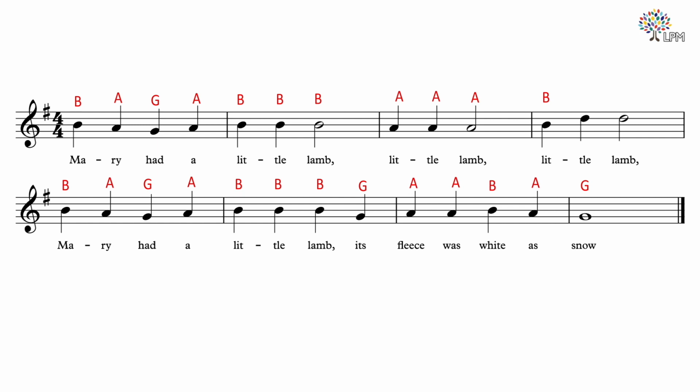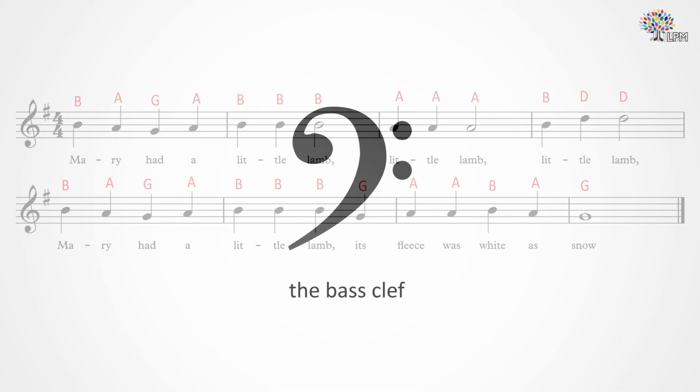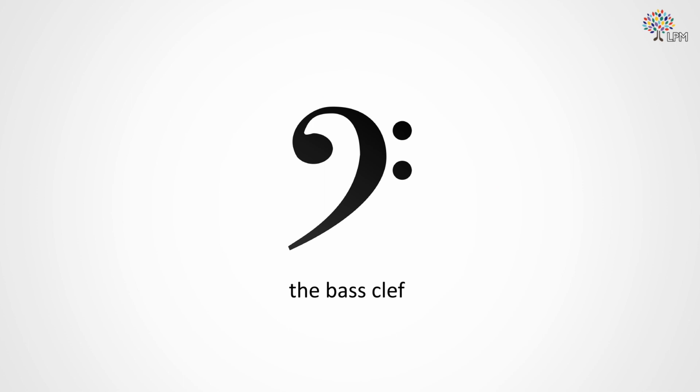Now, there's one note left for us to identify in this song. It's that higher note used at the end of the first line over "little lamb." Since it's on a line, you can either use the line notes mnemonic or count up from G and B. What's this note? Yes, it's D.